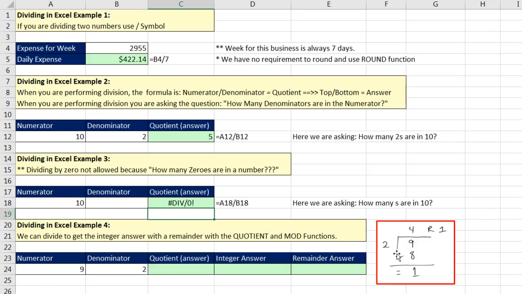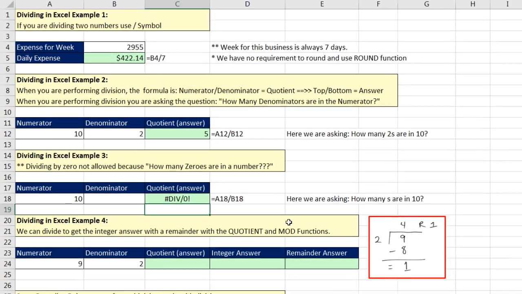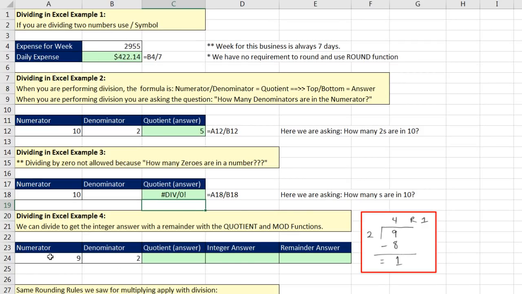But when I hit Enter, Excel will be polite and remind us that that's not allowed. Now, if we're going to take numerator, denominator, and divide them to get the quotient, well, of course, we can do that. Equal sign, left arrow, /, left arrow. There's our formula. When I hit Tab, that's the answer, 4.5.